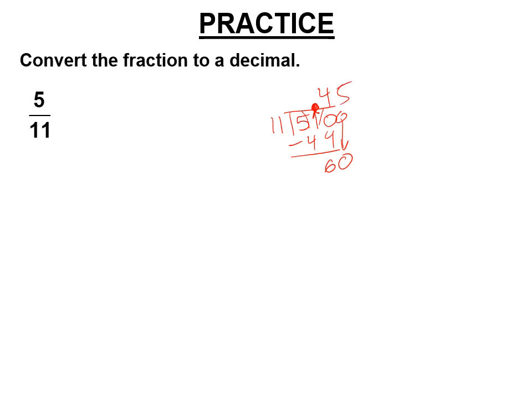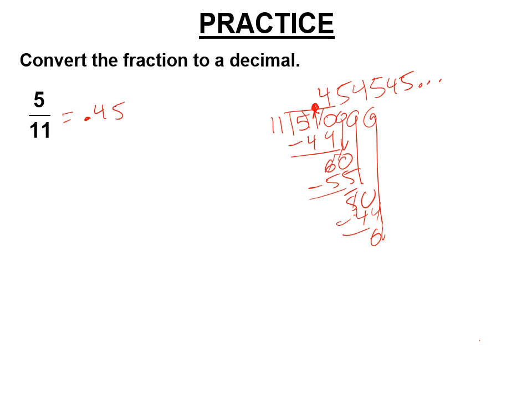11 into 60 5 times. Remainder 5. Bring down a 0. 11 into 50 4 times. 4 times 11, 44. Remainder 6. Bring down a 0. And as you can see here, we're going to get 45 forever. So this is 0.45 repeating. Oh, and I didn't ask for the percent, so stop there. Don't give me a percent if I ask for a decimal.